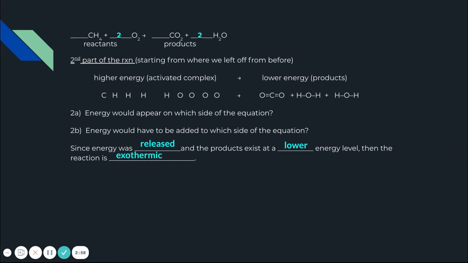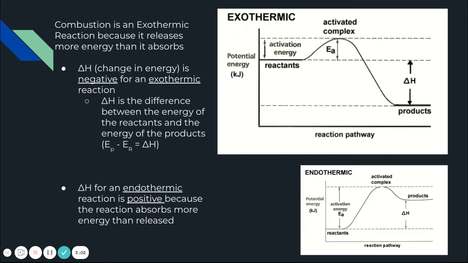We compare how much energy was absorbed and how much energy was released to determine if something is endo or exothermic. So combustion, the type of reaction, is an exothermic reaction because it releases more energy than it absorbs. You can see here in this exothermic graph, the reactants are starting at a particular energy. They are going to absorb energy till we get to the activated complex, where again, everything is broken up. And then we release energy down to the products.